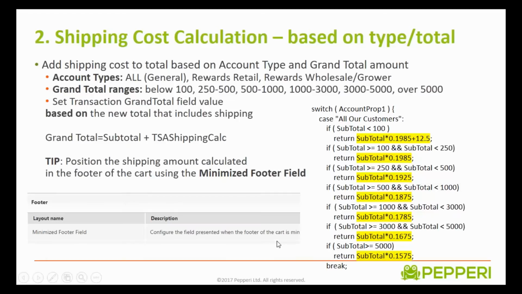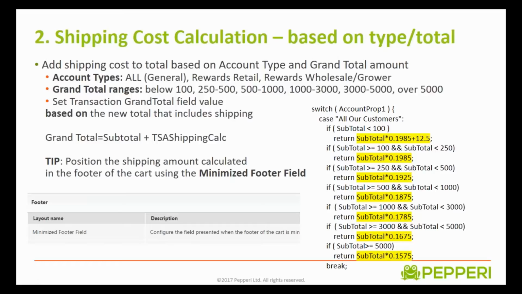Next example, we'll do two examples with shipping cost calculation. Okay, the first example will calculate shipping cost based on the account type and the grand total amount. So we're going to create a calculated field that checks based on what kind of customer it is. There's different types of customers. There's the general all customers, there's a rewards retail customer, and there's a rewards wholesale grower customer in this example. These customer types are just properties. They have account properties. Each account has a property value of one of these types.